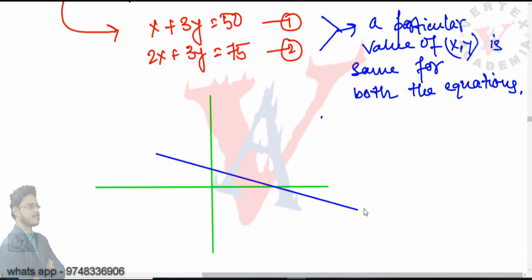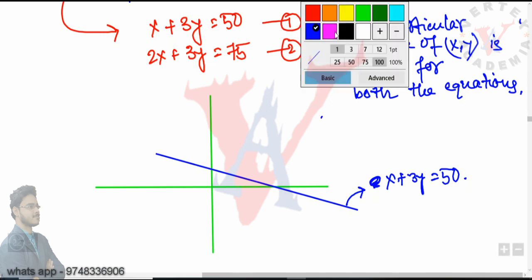This is 3x plus 3y equals 50. It comes something like this. And let us plot the second graph also on the same graph. So if we plot the second graph also, wait a second.